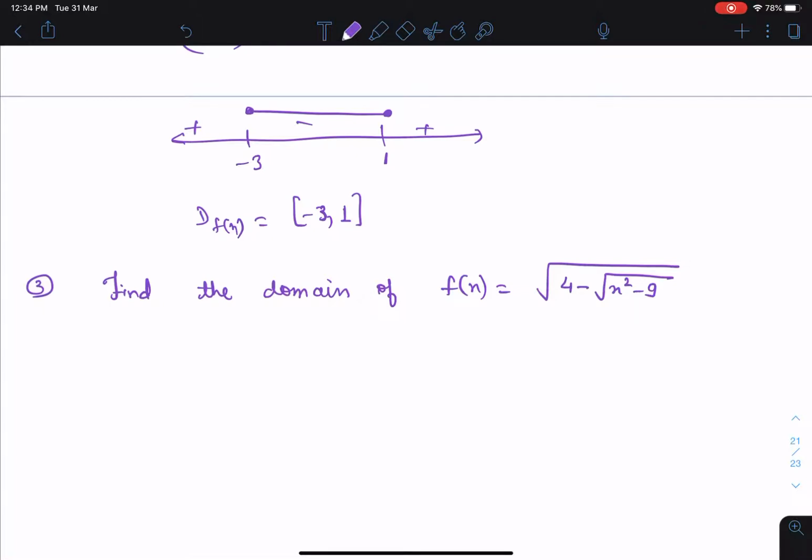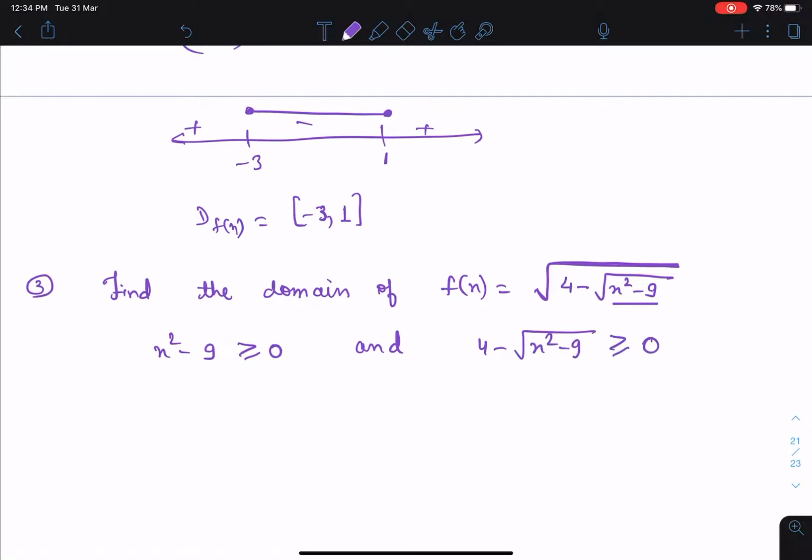Whatever is inside the under root, that has to be greater than or equal to 0. That means, first, x square minus 9 is inside the under root, so x square minus 9 has to be greater than or equal to 0. This is your first rule. And second, there are two under roots, right? Inside the second under root, the quantity 4 minus under root x square minus 9, has to be greater than or equal to 0.